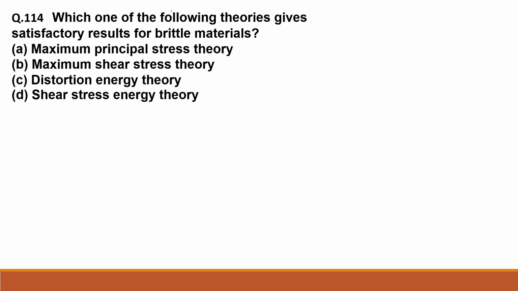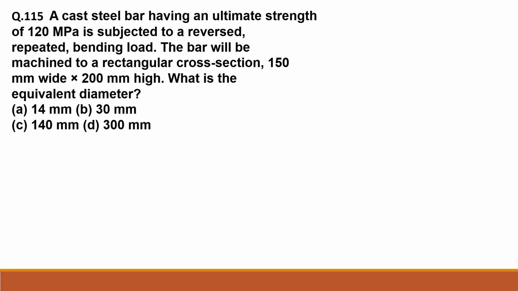Which one of the following theories gives satisfactory results for brittle materials? In the question they are talking about the brittle materials theories. The options are maximum principal stress theory, maximum shear stress theory, distortion energy theory, and shear stress energy theory. Option A will be our right answer, because for brittle materials the maximum principal stress theory applies. Moving on to the next question, number 115.